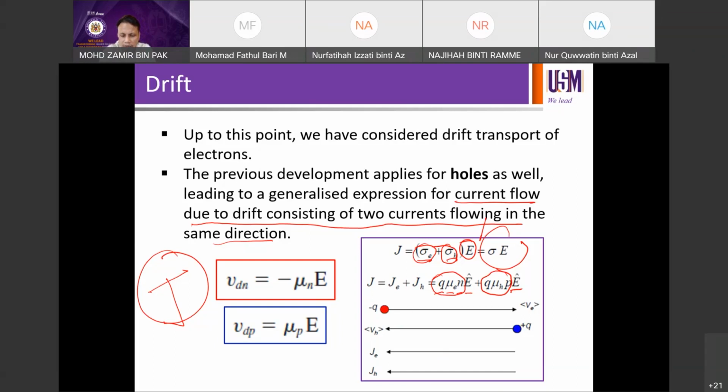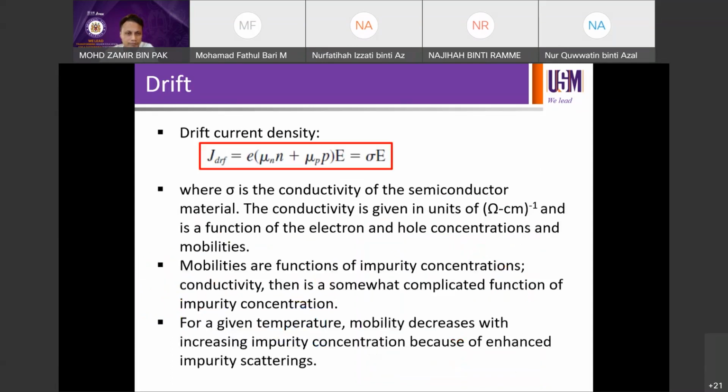Look at the direction there, Je and Jh. Note that Je is in the opposite direction of electron flow, because current is in the opposite direction of electron flow, so your Je is to the left. Jh, on the other hand, is in the direction of the electric field, which is also going to the left. So you have two different current densities moving to the left.